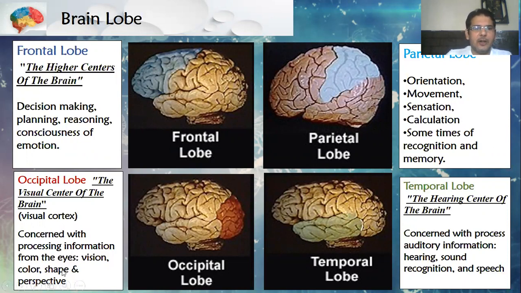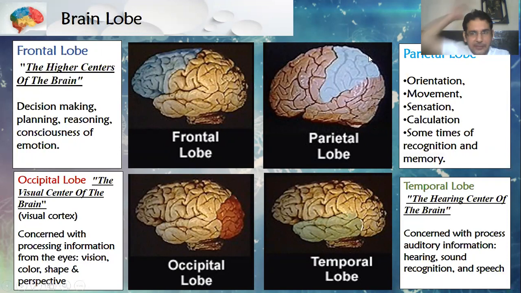Then there is the occipital lobe, as you can realize from the name. The occipital lobe is involved in vision. It is at the very back. Our eyes are at the front, but the information relevant to vision is processed at the very back of the brain. You can see over here, this is the occipital lobe, the visual center of the brain, the visual cortex. It processes information from the eyes: vision, color, shape, and perspective. All things related to our vision are controlled by the occipital lobe at the very back side.